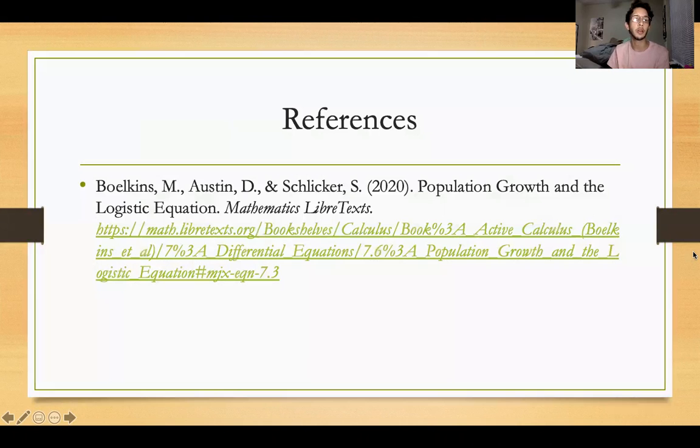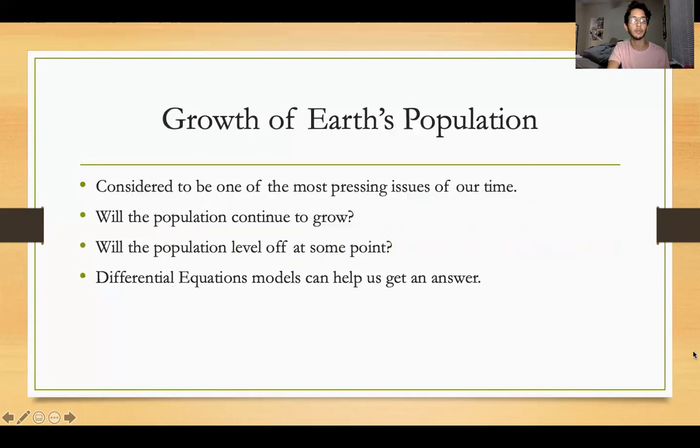Okay, so before starting my presentation, I would like you all to know that all the data and information that I used to develop this project was taken from this article called Population Growth and the Logistic Equation by Matthew Wilkins, David Austin, and Steven Schlicker. This article is posted in this web page called Mathematics LibreText, and here I leave you the link in case any of you want to check it out.